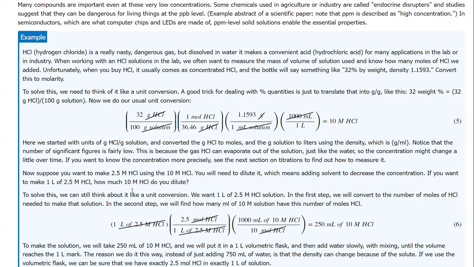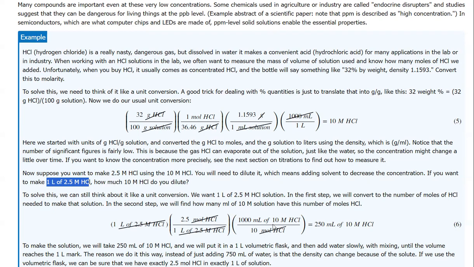And now that we know moles, we can look at this side. We have concentration, and from here we have moles, so we're able to find volume. That's what it looks like. We have liters here, and we have 2.5 molar, and now we change it to get the units to cancel. Molarity means moles per liter, and so we get moles of HCl.